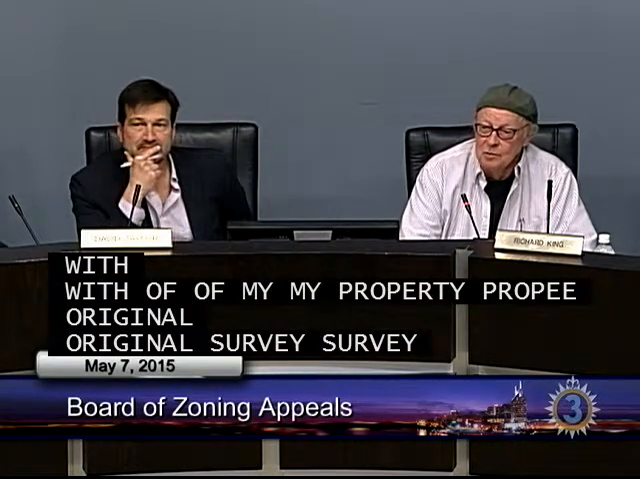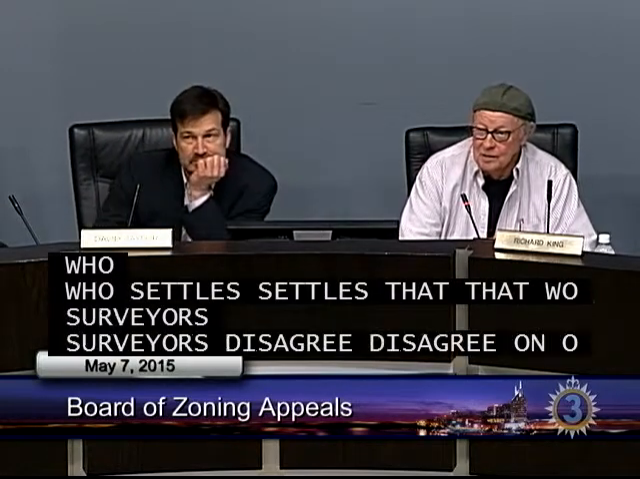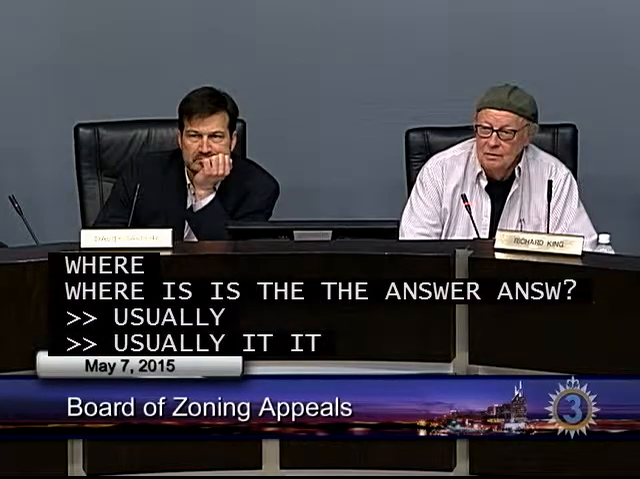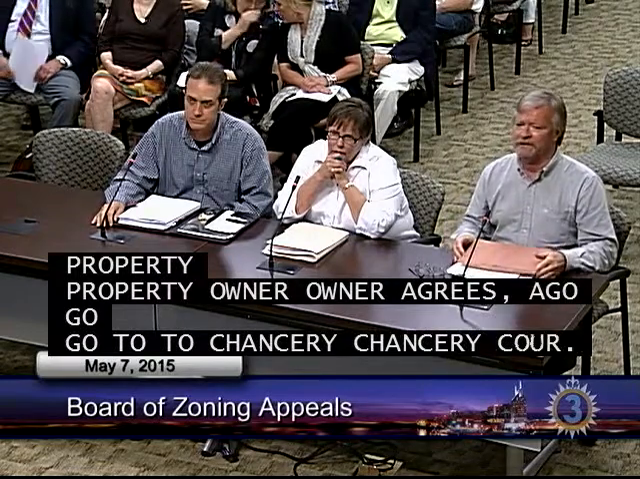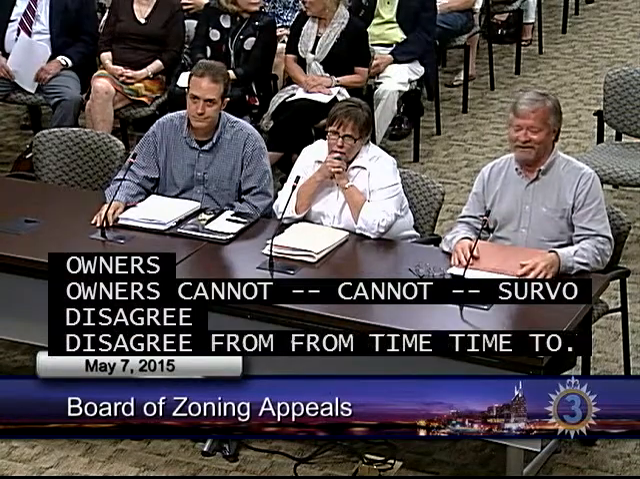Who settles that when two surveyors disagree on something? Where's the answer to that? Usually, if neither property owner can agree, it has to go to Chancery Court. Surveyors cannot establish property lines, only mutual consent of the owners or a Chancery Court judge. So if surveyors do disagree from time to time, it's actually a surveying joke that you go out and there's 3 iron pins at the same corner and you put a 4th one in the correct spot.